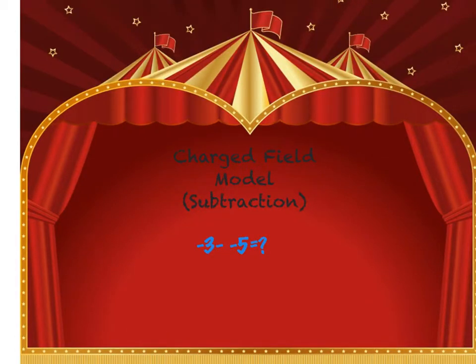For example, let's look at what could be a confusing math problem. -3 minus -5. What do we get when we subtract a negative number from another negative number? Are those both sad numbers? No, they're just numbers on the other side of zero than the numbers we're used to working with, which are positive numbers.